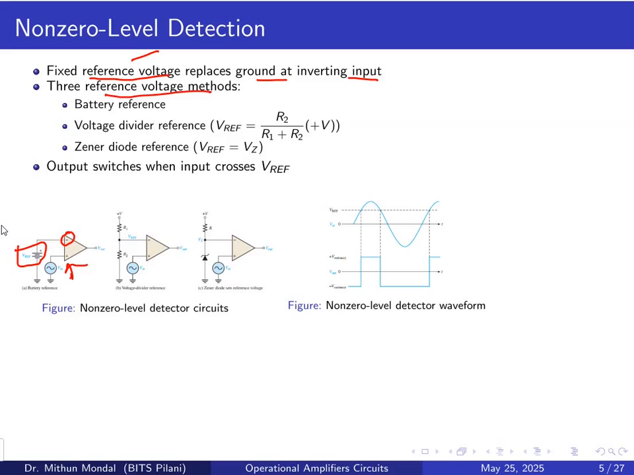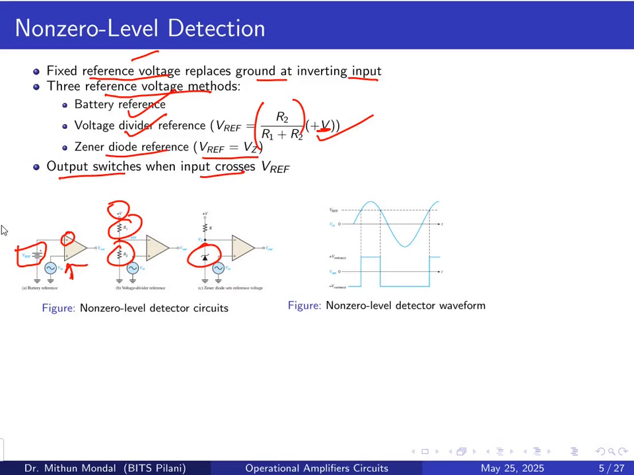Three reference voltage methods can be used. Either we can connect a battery reference, or we can connect a voltage divider reference, like R1 and R2 connected with respect to the supply. For the voltage divider reference, we apply the voltage divider rule to get the reference voltage, which is R2 by R1 plus R2 multiplied by the input voltage. Or we can have the linear diode reference, where the reference voltage is connected with the linear diode.